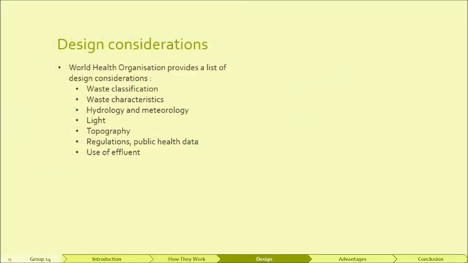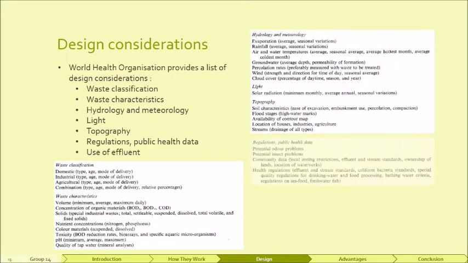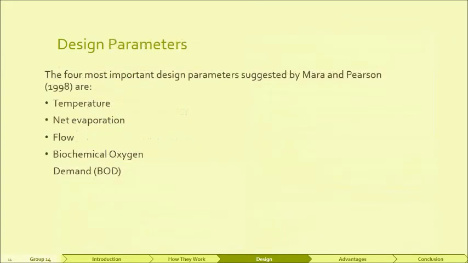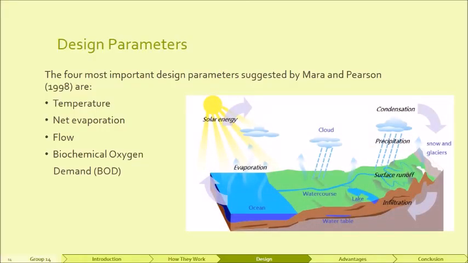There are a number of factors that influence the design of stabilisation ponds. The WHO provides a comprehensive list of design considerations, including waste classification, waste characteristics, hydrology and meteorology, light, topography, regulations and public health data, and use of effluent. Murrah and Parsons suggest that the four most important parameters for design are temperature, net evaporation, flow, and biochemical oxygen demand. The temperature used in the design is usually calculated through measuring the mean air temperature in the coolest month, quarter, or period of the irrigation season.